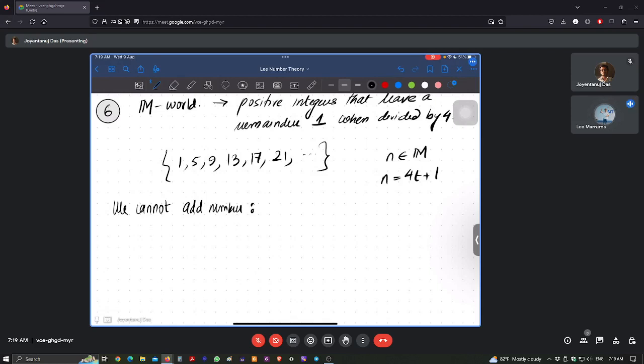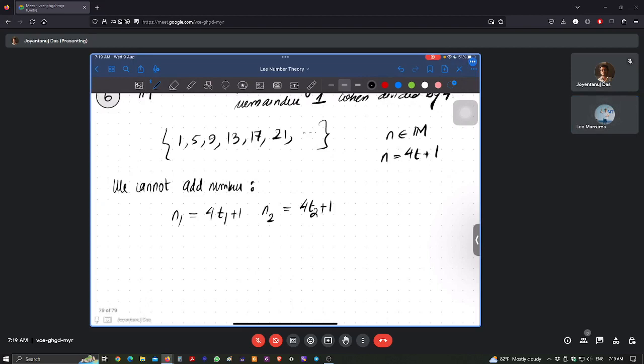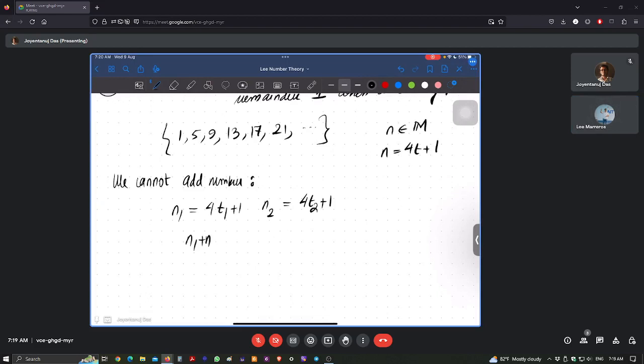So if you take n1, that is 4t1 plus 1, and n2 is also of this form, 4t2 plus 1, then n1 plus n2 is 4 of (t1 plus t2) plus 2, right? So that does not belong to M. Hence we cannot add numbers, right?